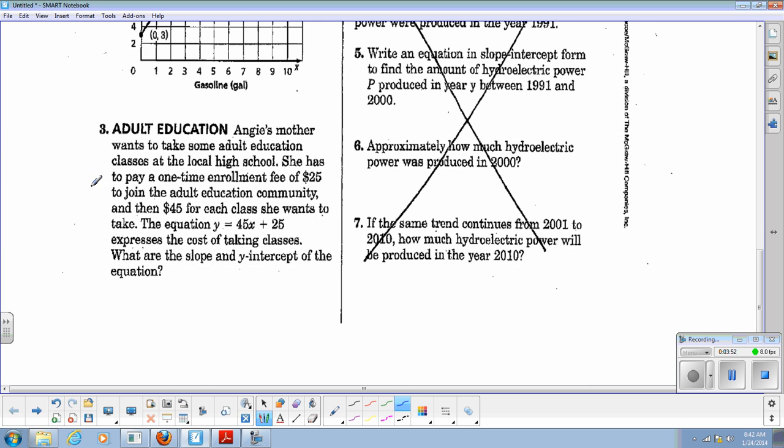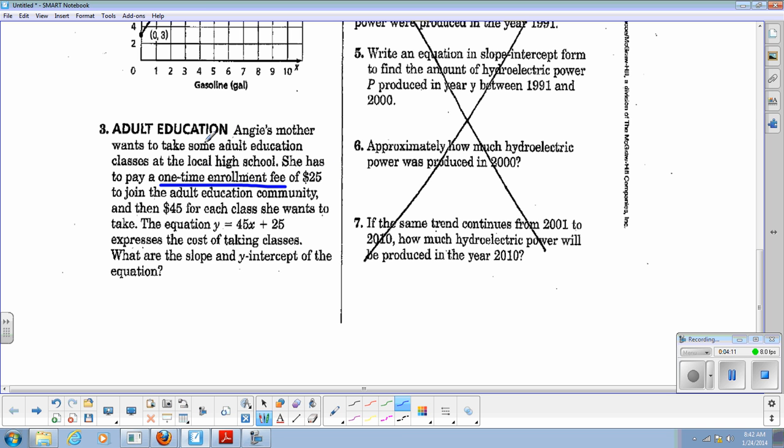Problem 3. Adult education. Angie's mother wants to take some adult education classes at a local high school. She has a one-time enrollment fee of $25. This phrasing right there, one-time enrollment fee, that's the key to tell you where this $25 will go in the equation. So I'll start over.